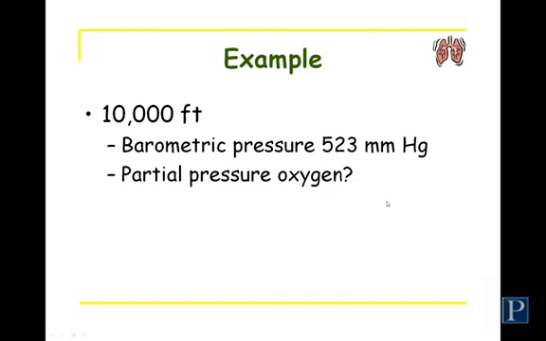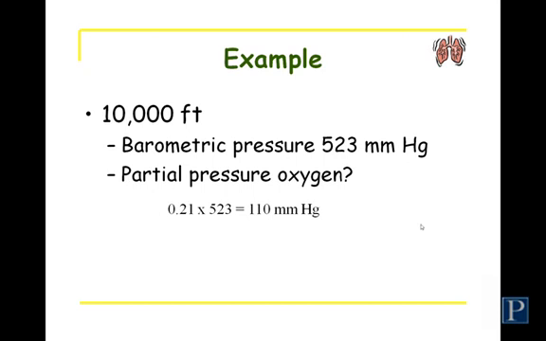If you remember that about 21% of the air that you breathe is oxygen, and it doesn't matter if you're at sea level or up at the top of Mount Everest, it's still going to be nearly 21% of the air that you breathe will be oxygen. So if you take 0.21 times the barometric pressure, you'll get 110 millimeters of mercury. That would be the partial pressure of oxygen in atmospheric air.